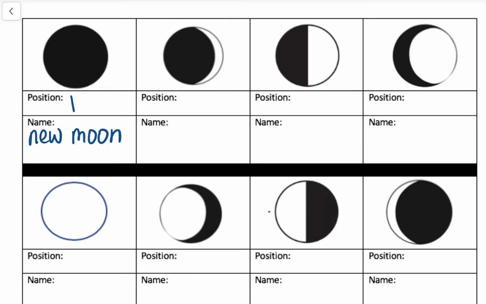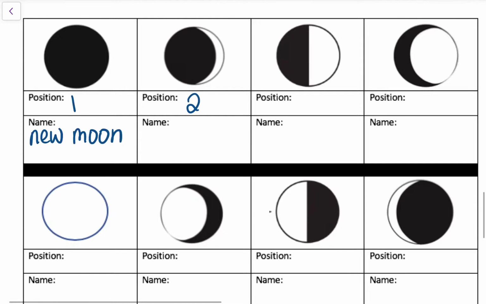The second moon phase is what we call a waxing crescent. It's called this because the light starts to appear on the moon and it's kind of shaped like a crescent. Kind of like a croissant roll that you might eat. It kind of looks like a backwards C. Some people also call this a fingernail moon because it kind of looks like the top of your fingernail.